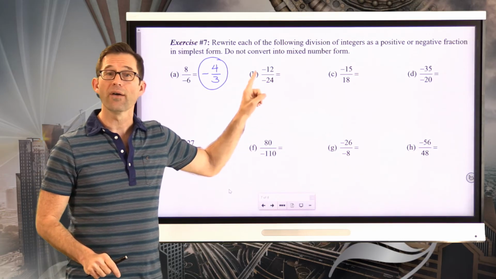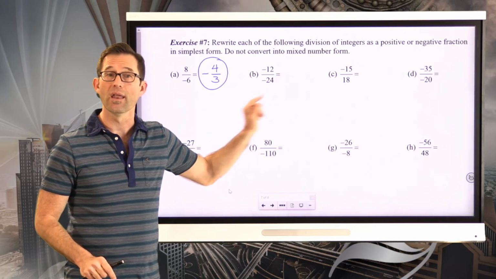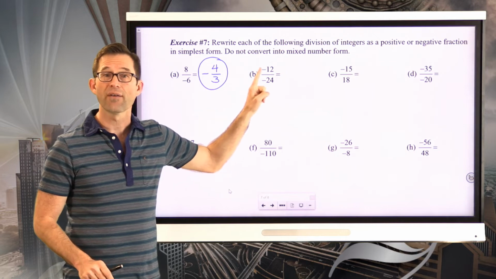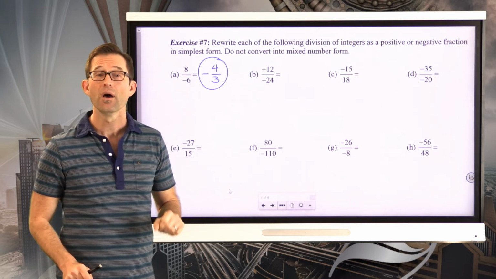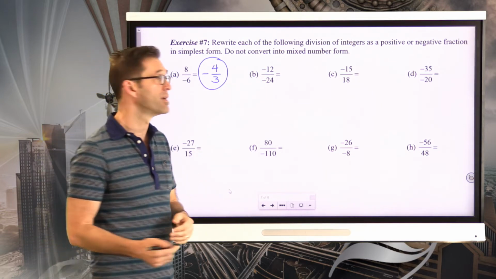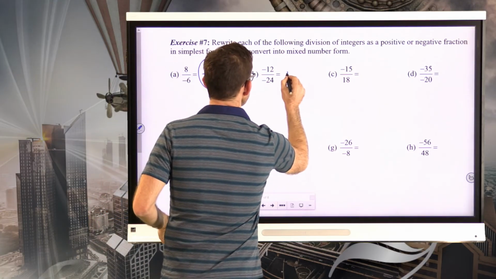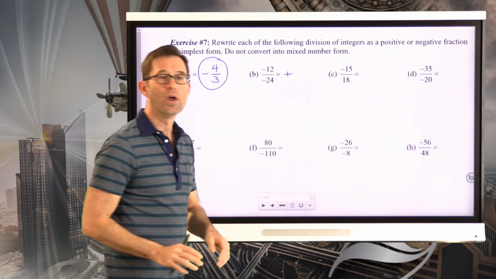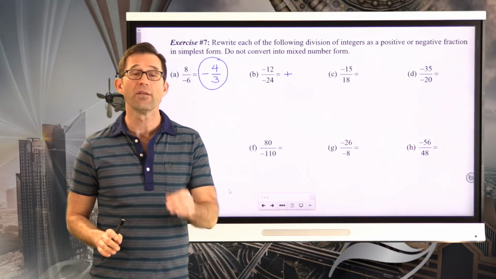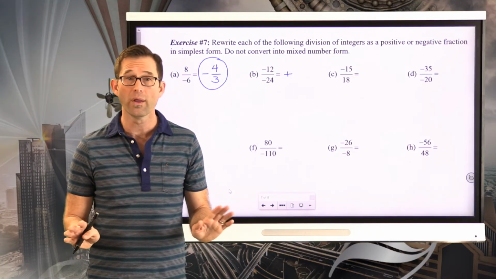Now in letter B, I have a negative 12 divided by a negative 24. And since I have a negative divided by a negative, my overall answer is positive. Now, I'm going to actually put a little positive symbol down there. You certainly don't have to do that. And in fact, some of your math teachers may not want you to do that.